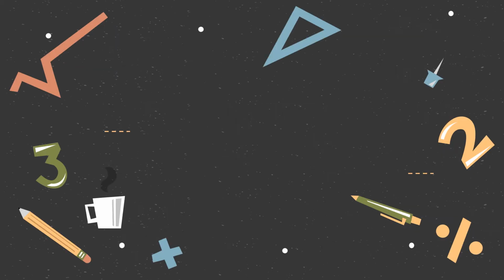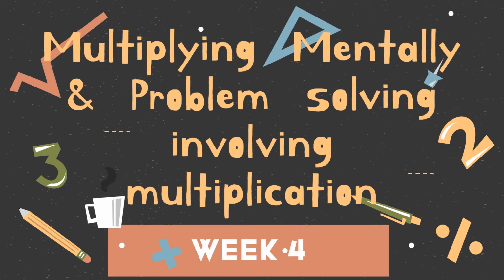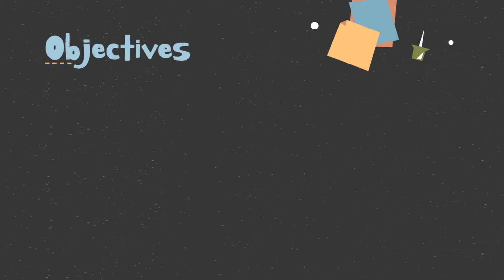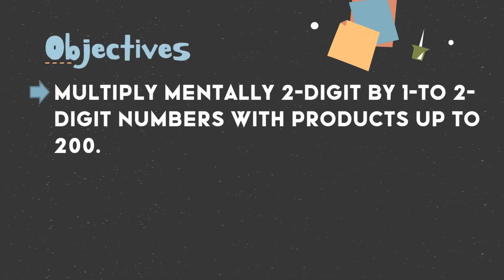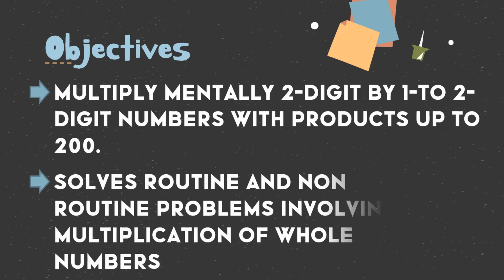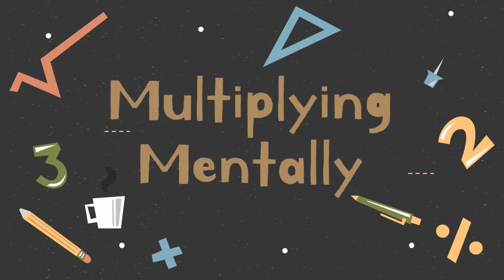For this week, we'll be talking about multiplying mentally and problem solving involving multiplication. Our objectives for this week: multiply mentally 2-digit by 1 to 2-digit numbers with products up to 200, and solve routine and non-routine problems involving multiplication of whole numbers. First, let's discuss multiplying mentally.